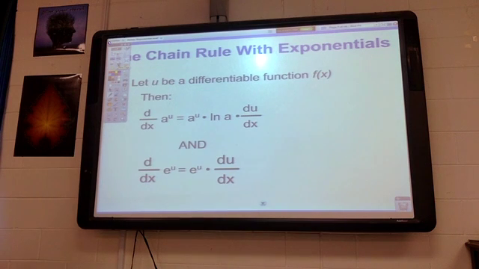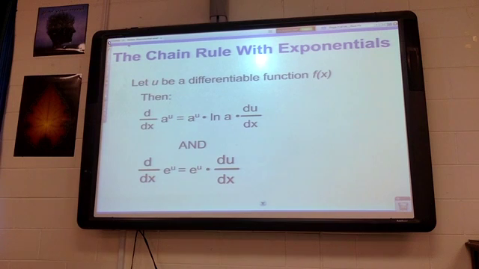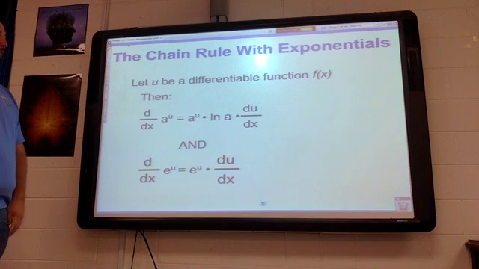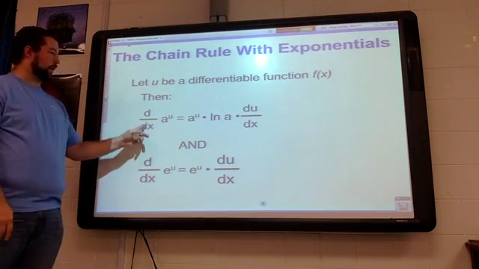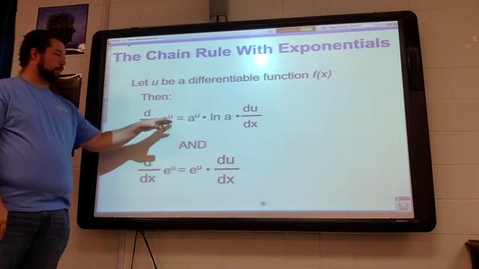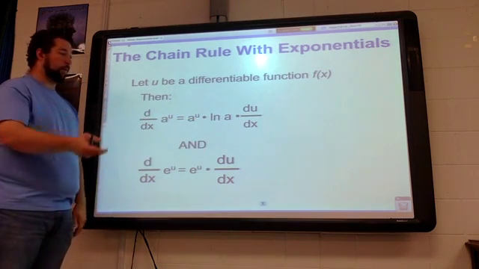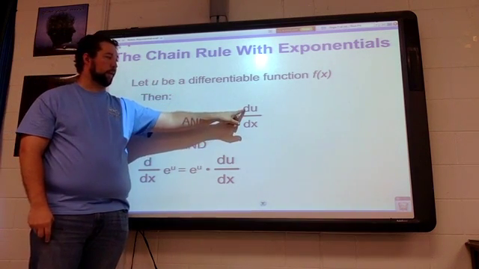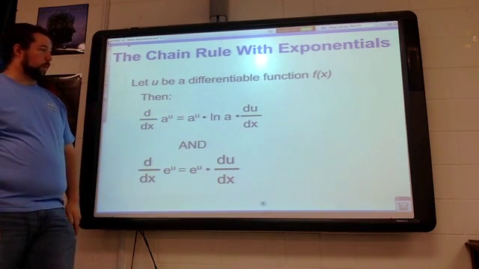Before we do some more problems, we need to talk about the chain rule with exponentials. If u is some differentiable function f of x, I'm just using a little bit different notation here, then I have a to the u power, and I want to take the derivative of it. It's the derivative of the outside, so a to the u times the natural log of a. And then you also have to remember the inside is now the exponent part, so we need to take the derivative of that. That's what du dx stands for. Again, it's just the normal chain rule.